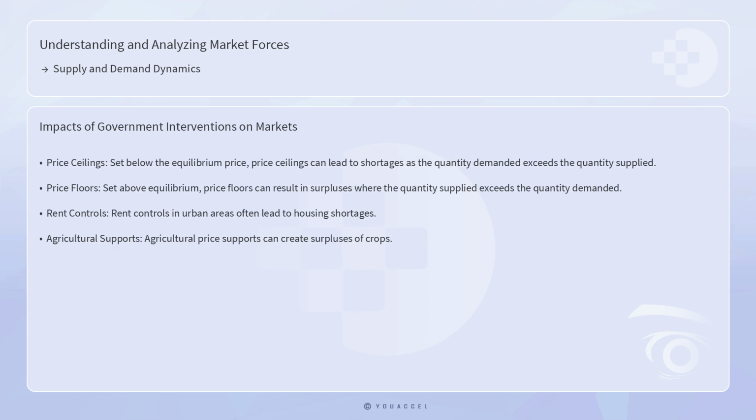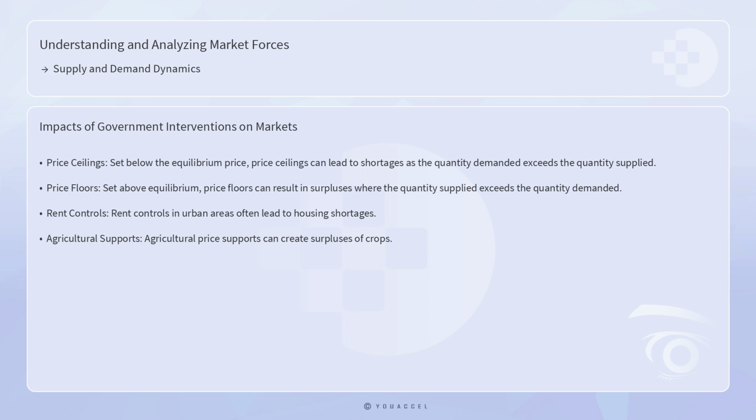Government interventions, such as price controls, taxes, and subsidies, can significantly impact supply and demand dynamics. Price ceilings, set below the equilibrium price, can lead to shortages as the quantity demanded exceeds the quantity supplied. Conversely, price floors, set above equilibrium, can result in surpluses where the quantity supplied exceeds the quantity demanded.